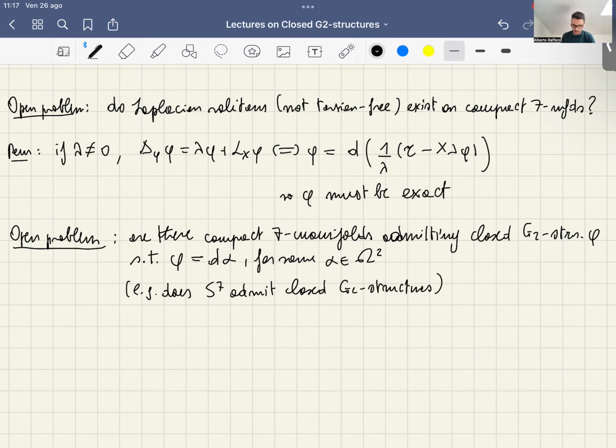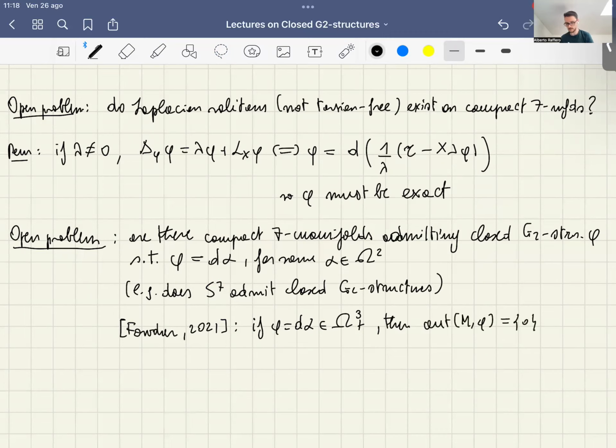And let me tell that in such a case, so for this more general problem, symmetry techniques are not useful. And this is because, as it was observed by Fino, I think last year, probably 2021, if phi is an exact G2 structure, so it is closed but in particular exact, then the Lie algebra of the automorphism group is trivial. So in particular, you only have a finite group of isometries acting on your compact manifold.